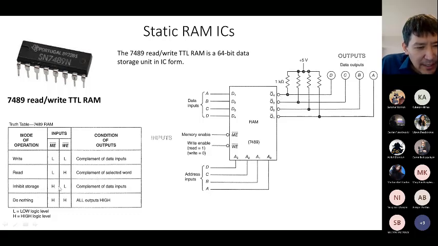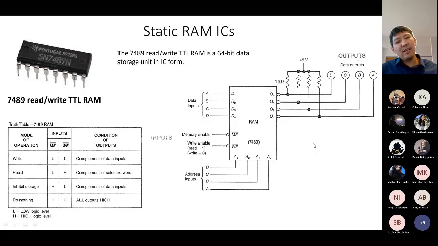Also, there is inhibit storage, you can see high, low. If you apply high to the memory enable and low to the write enable, the complement of data inputs appears. What is here will be on the output, but you can see the bubble here, so it's not actual data, it's inverted data. To get true data, you need to connect inverters. Okay, let's consider the last one, do nothing. When you apply high, all outputs are high, which means here we have 1 1 1 1.